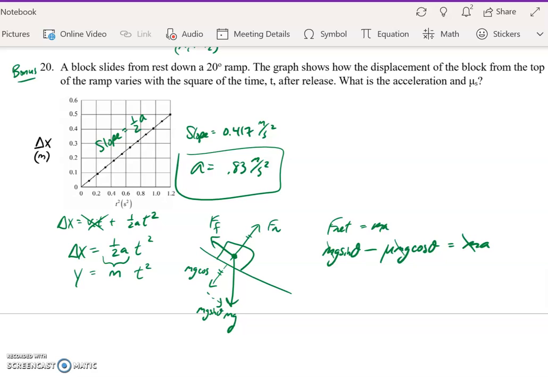We have g, we have theta, we have a. The one thing we don't have is mu, which you can solve for, and it's 0.27. Also, I believe this is a typo, that it's supposed to be mu k. I don't think we caught that before we printed it. But it's sliding, so mu k.